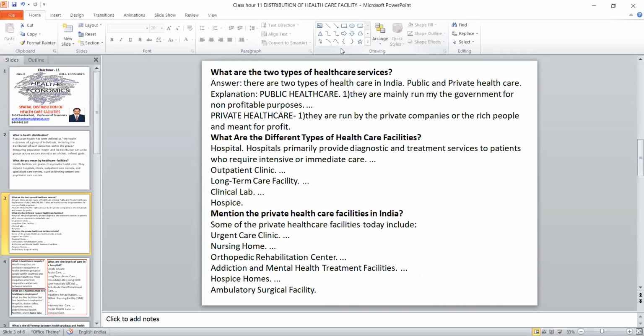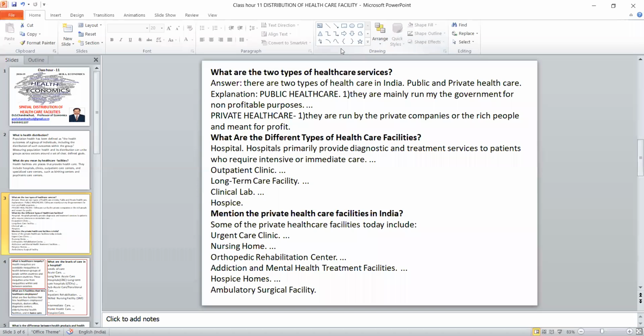First you should say about the hospital. It primarily provides diagnosis and treatment to patients who need intensive or immediate care. There are different wards: emergency ward, special ward, ICU, all these kinds of healthcare centers will be there in that hospital. So hospital is considered the first type of healthcare facility, provided by both public and private.